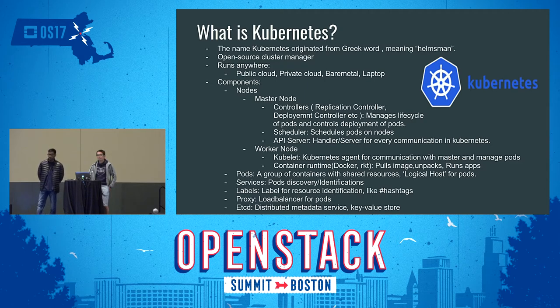We have two specific components running on worker nodes: the kubelet and the container runtime. The container runtime usually consists of Docker, rkt, etc. And the kubelet is an agent of Kubernetes running on worker nodes, which usually communicates with the API server to manage the lifecycles of the pods. So what are pods? A pod is a group of containers. It's an atomic unit in Kubernetes.